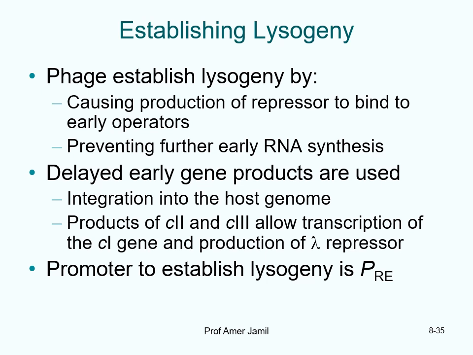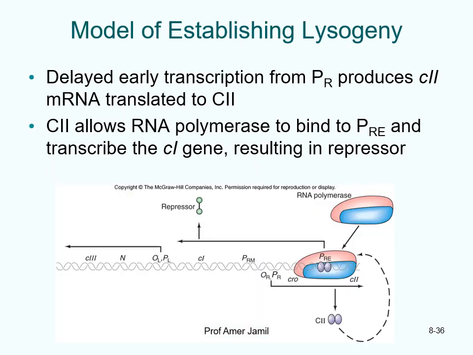And this promoter is named PRE, E for establishing the lysogeny. So here you can see this is RNA polymerase. It binds to the promoter PRE, required for establishing lysogeny, and these two small balls over here are the C2, the product of C2 in this direction. This C2 binds here, and this C2 allows the RNA polymerase to bind to this PRE.